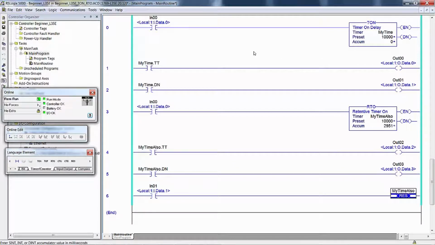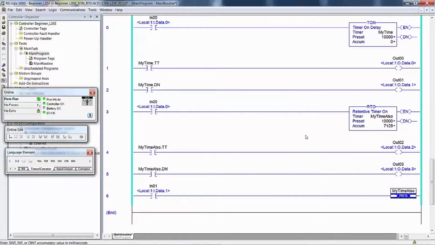Now I'm going to turn this on again. Notice this started from 0, this keeps on going from where it stopped. And every time the run goes false, it stops accumulating, but it doesn't reset. So it retains the accumulated value.